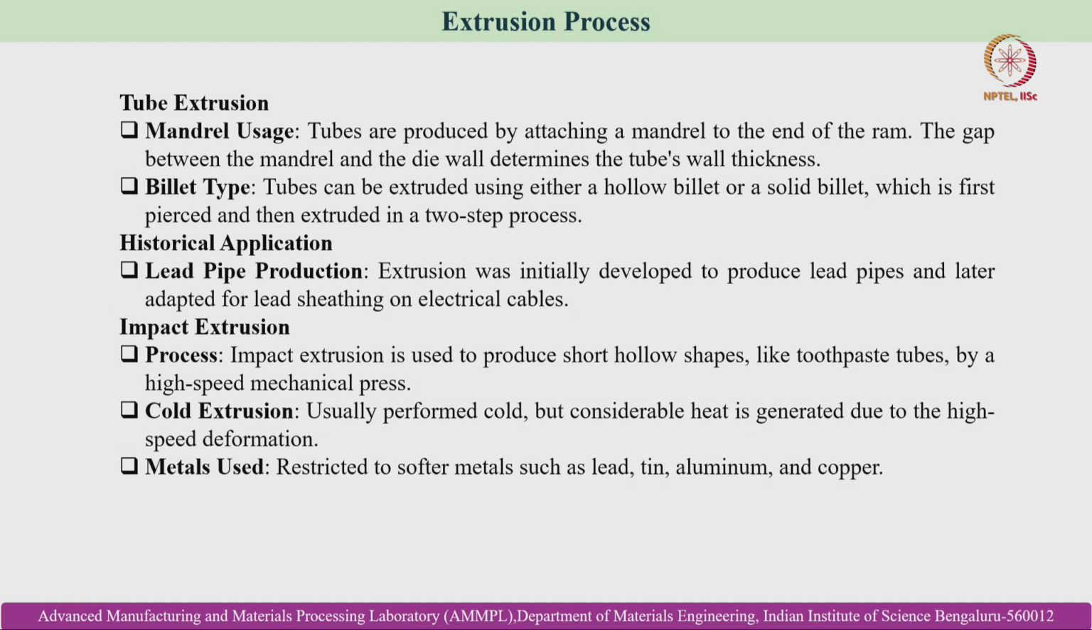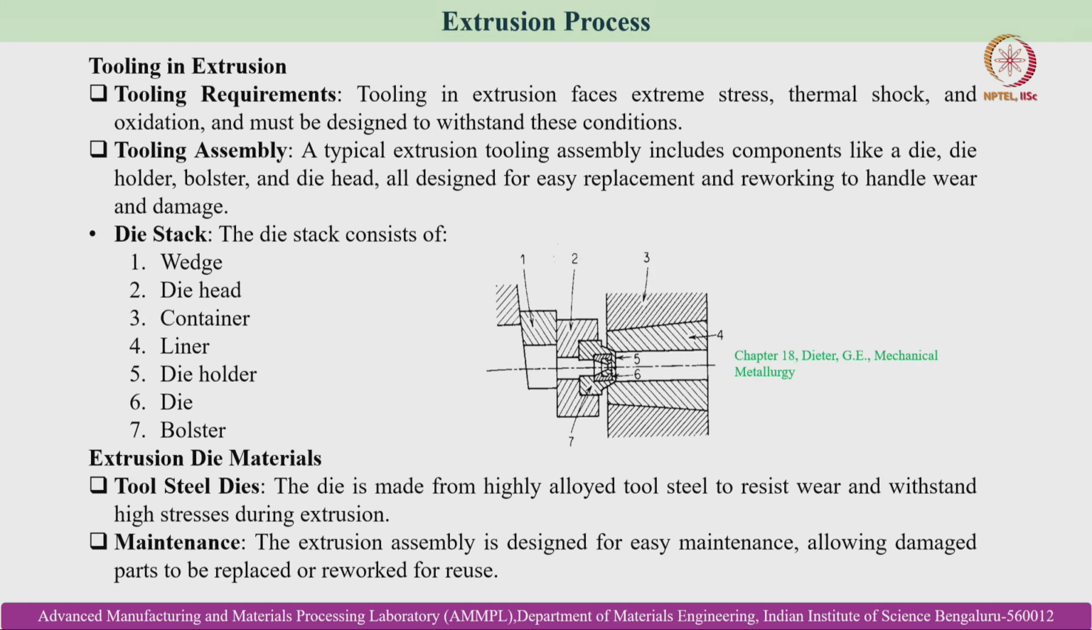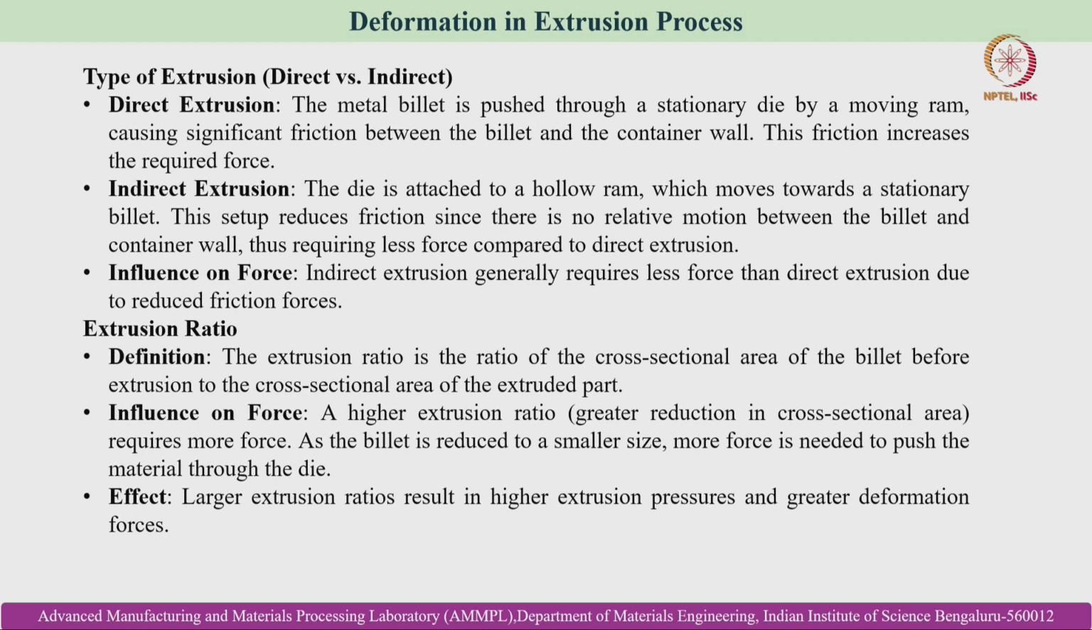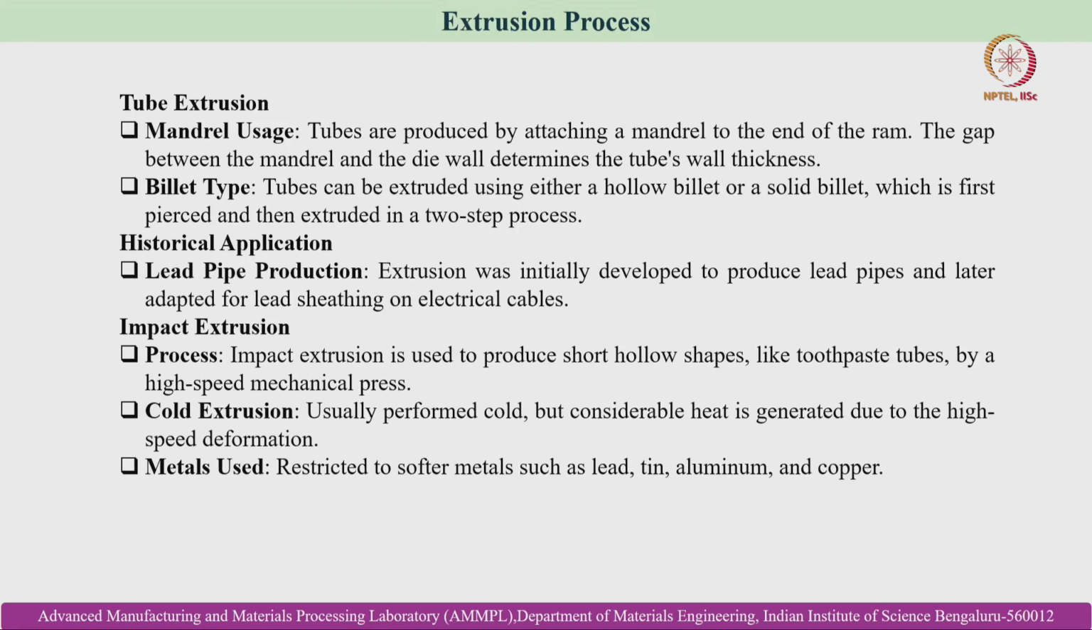Then the case of tube extrusion, and mandrel usage. Tubes are produced by attaching a mandrel to the end of the ram. The gap between the mandrel and the die wall determines the tube's wall thickness. This is a case which can be shown from the schematic, which can be shown later also.